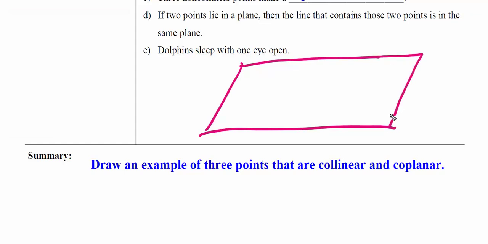So here's a plane, and there are 2 points in this plane. We'll call them A and B. Now, we said that 2 points make a line. However, these 2 points are in this plane, and if those 2 points are in the plane, then this line is also in the plane. Take a moment to summarize. Draw an example of 3 points that are collinear and coplanar.